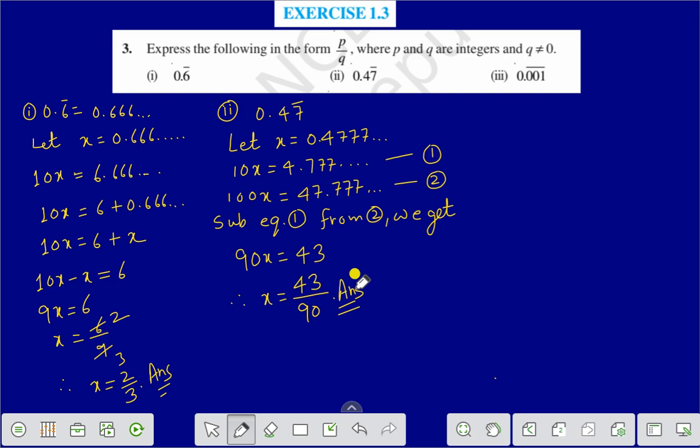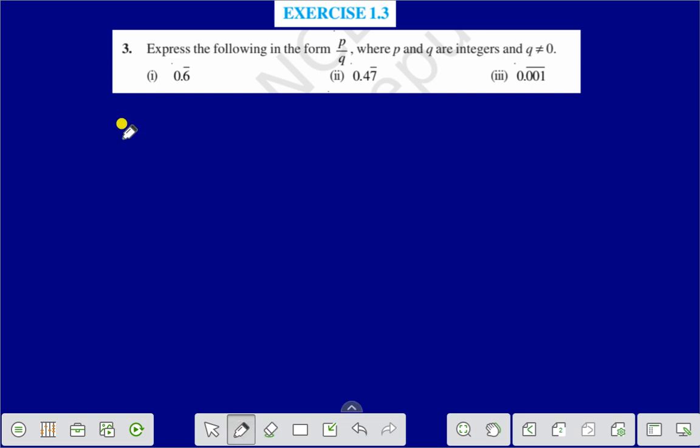Now we shall solve question number 3. Question number 3 is 0.001 bar. 3 digits are repeating, therefore you can write it here as 0.001 dot dot dot. Now let x is equal to 0.001 dot dot dot. That means it is repeating.